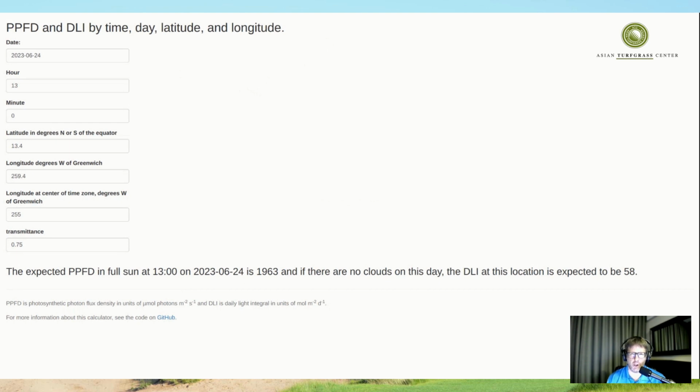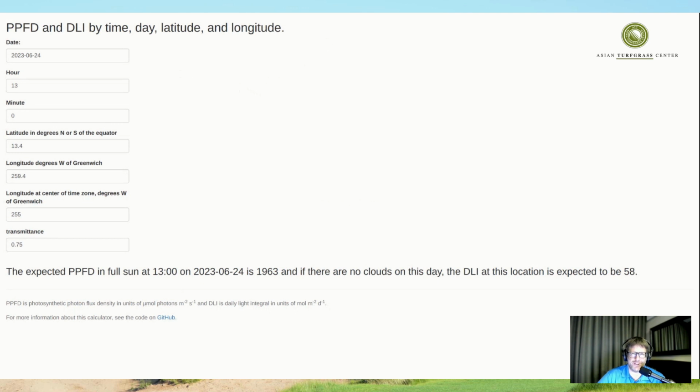So let's say I've got a lawn and it's got a fence on it, and that fence is throwing some shade on the turf. I can go measure the instantaneous photosynthetically active radiation, which is the PPFD, the photosynthetic photon flux density. I can measure that with a meter in full sun, and then measure it with a meter in shade, and I can tell what the difference is, and that's going to give you the degree of shade that you have.